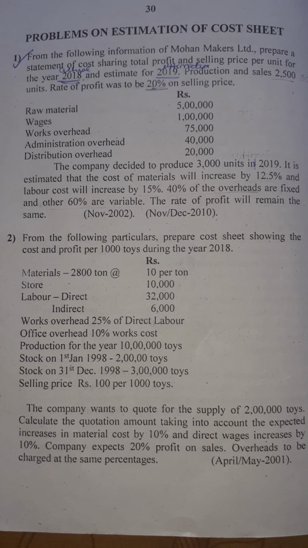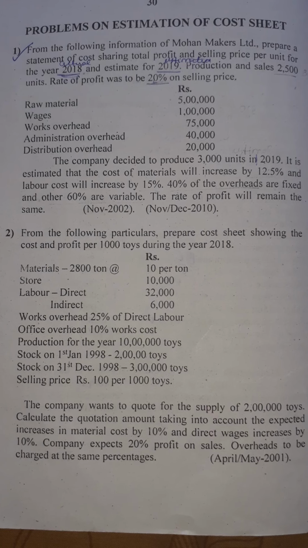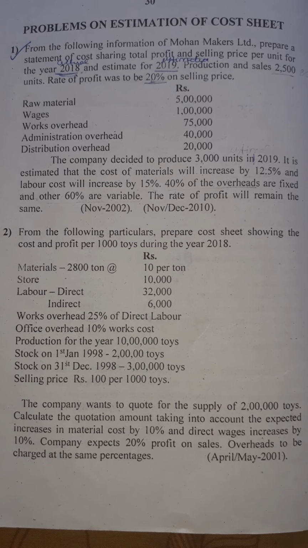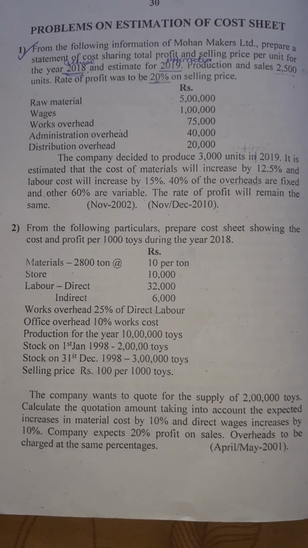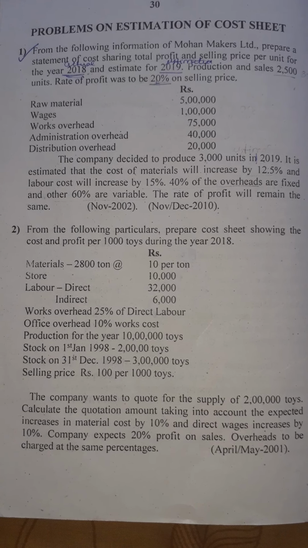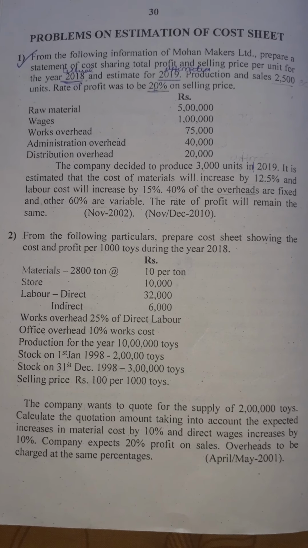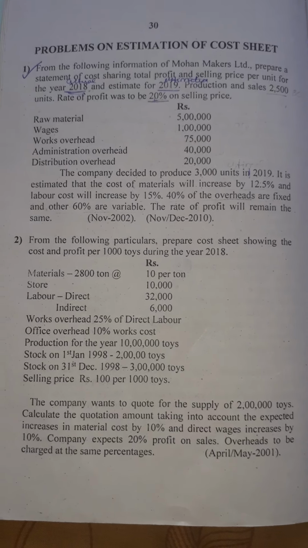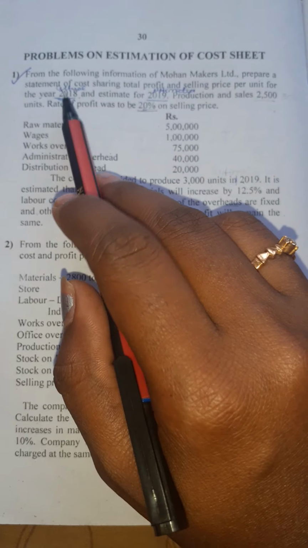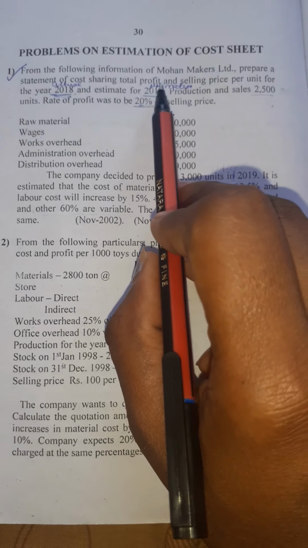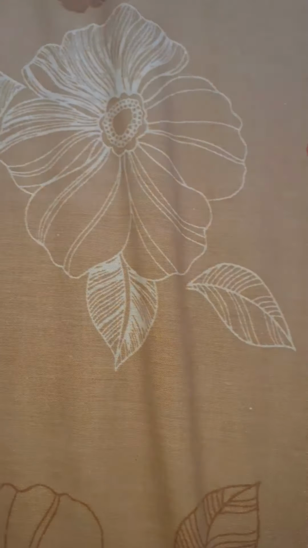It is estimated that the cost of materials will increase by 12.5% and labor cost will increase by 15%. 40% of the overheads are fixed and the other 60% are variable. The rate of profit will remain the same. We are now going to solve the problem based on this question. So 2018 is the actual year and 2019 is the estimated year. So guys, let's solve the problem now.